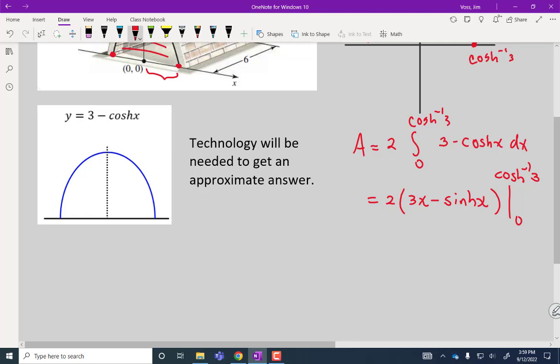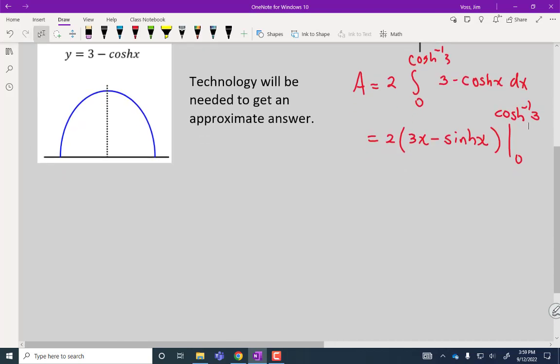Okay, so that's our antiderivative. Those are our limits. All we can do is plug them in, and this will be the exact value of the area. So we would write this as 6, we'll distribute the 2, inverse cosh of 3 minus 2 times sinh of inverse cosh of 3. That is the exact answer.